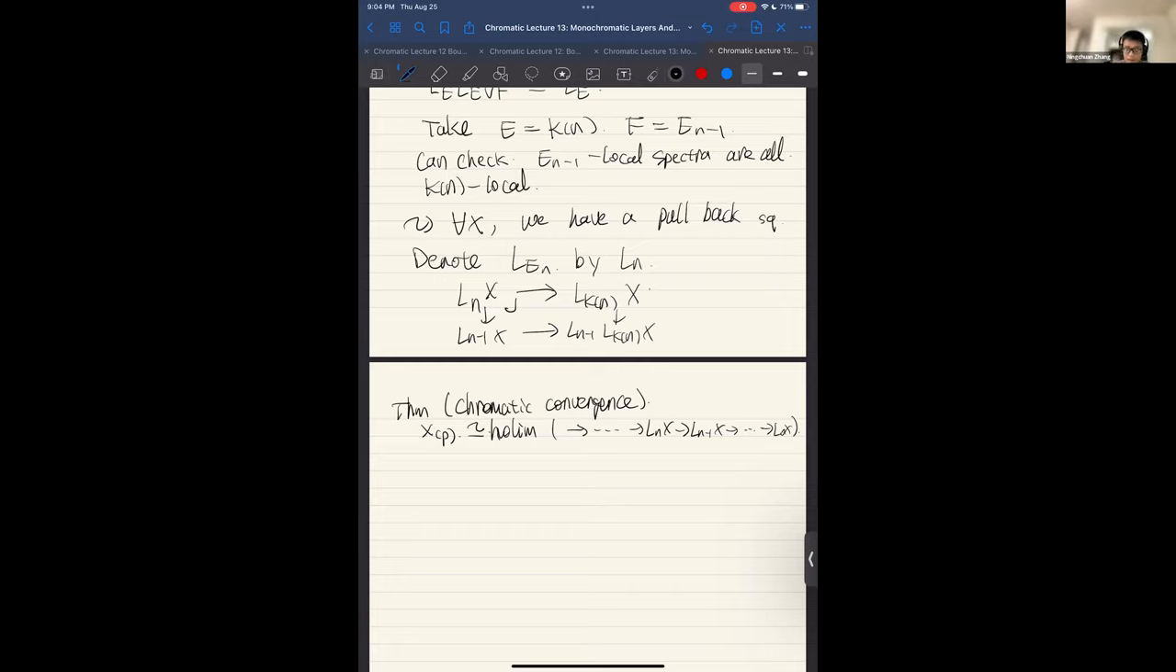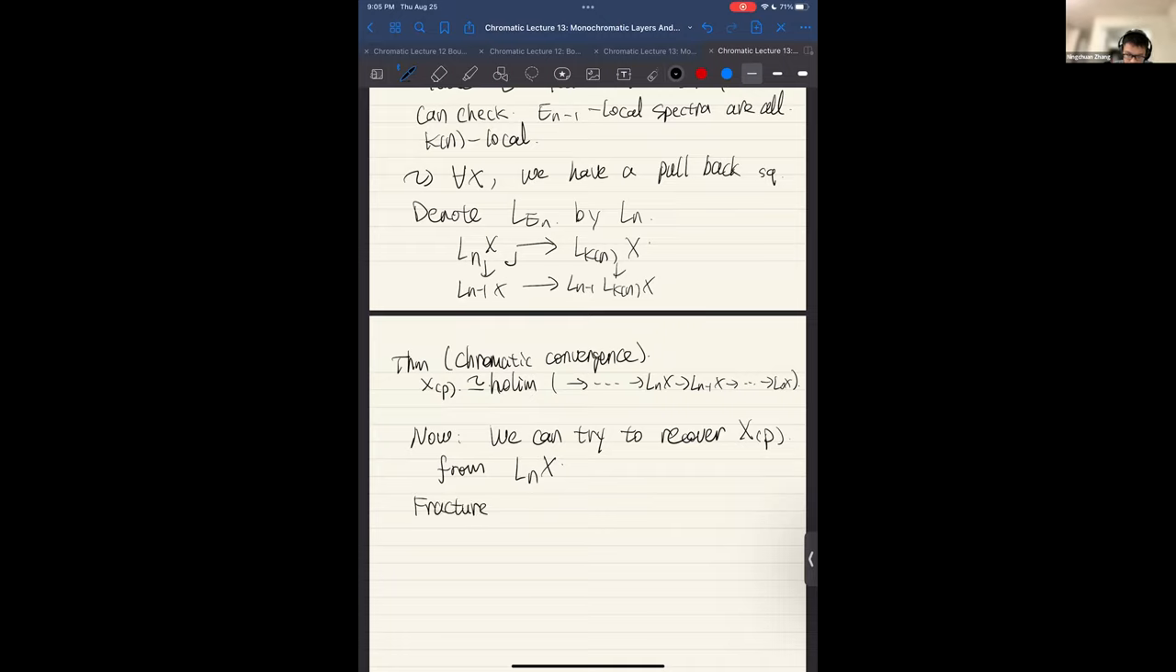So here's the playbook of how we can proceed. Now, we have the fracture square of spectra. And for each p, we can try to recover the p-localization of X from all of its L_N localizations. We can try to do that. And then using this fracture square, we can recover L_N X from its localization at K(0) all the way to K(N) local of X, using this fracture square in theory.